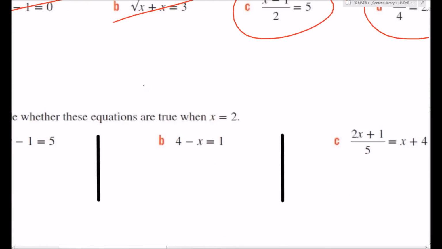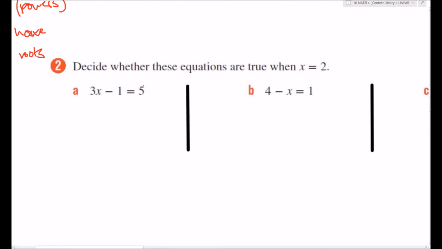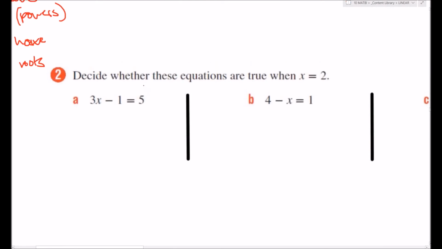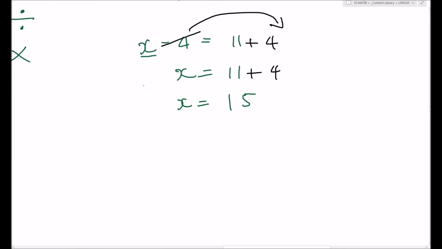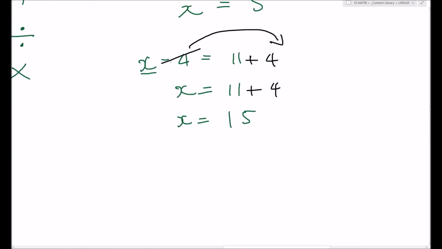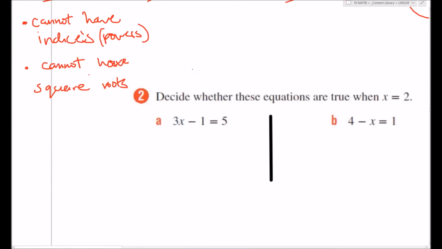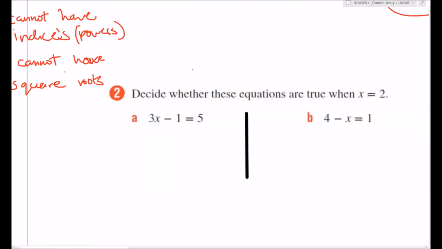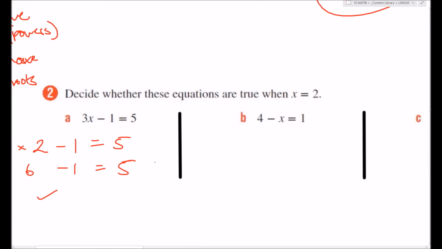Okay, so here, decide whether these equations are true when x equals 2. What you have to do in here is similar to what we were doing here. We were substituting that variable back into the equation to test if it was true. So here we're testing to see if 3x minus 1 indeed equals 5 by substituting the x with this 2. So 3 times x, so 3 times 2, take away 1, does that equal 5? Well, 3 by 2 is 6, minus 1 equals 5, and that definitely makes sense. So that equation is true.